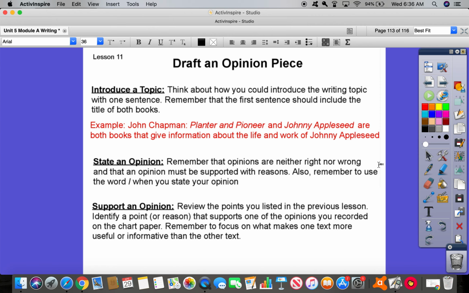So state an opinion. Remember that opinions are neither right nor wrong, and that an opinion must be supported with reasons. Also remember to use the word I when you state your opinion. Review the points you listed in the previous lesson. Identify a point or reason that supports one of the opinions you recorded on the chart paper. Remember to focus on what makes one text more useful or informative than the other text.